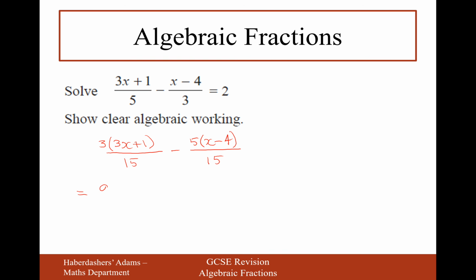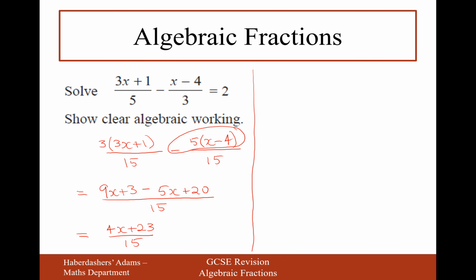Moving on to the next line, expand the brackets. 9x plus 3 minus, it's going to be subtract all of this second bracket here. So it's going to be subtract 5x and subtract minus 20. So that will be add 20. Double negative there. And let's simplify it together. 4x plus 23 over 15.